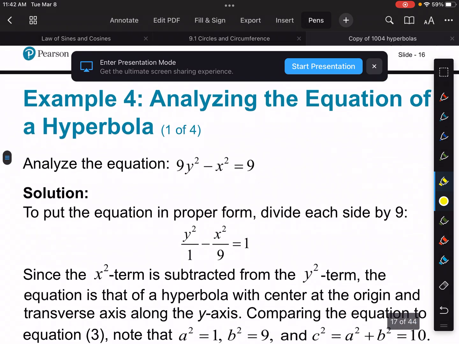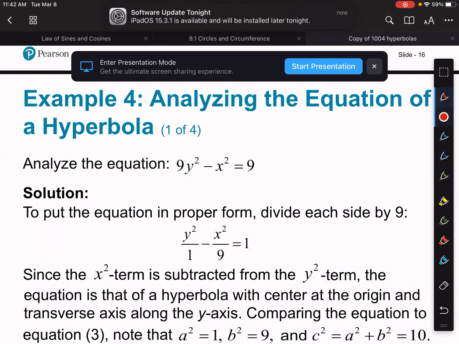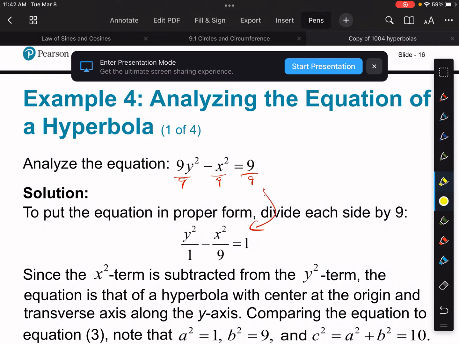And then example 4, we'll get into one of those. Notice here that I want you to solve this first, so that we have to set this equal to 1, right? So we have to divide everything by 9, and when we do that, we get this guy, where the y squared term is first. Okay, so what that tells me is I know it's opening up and down.